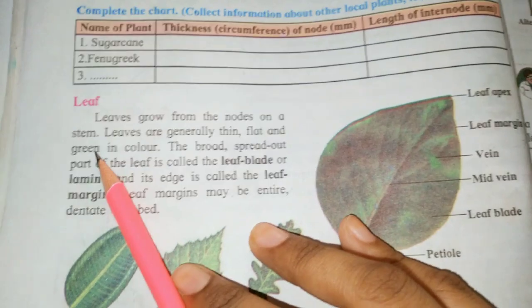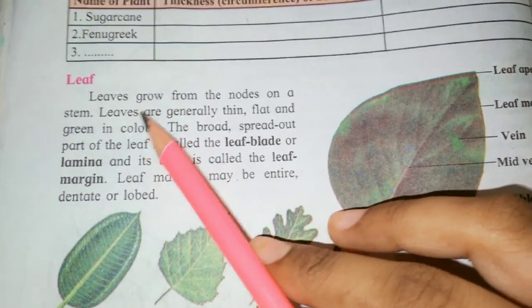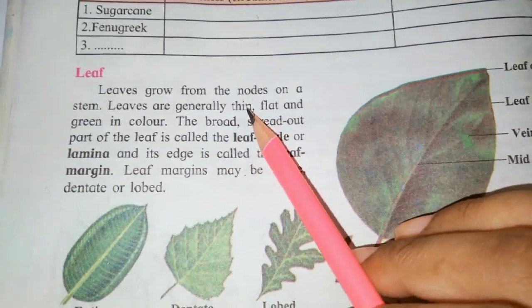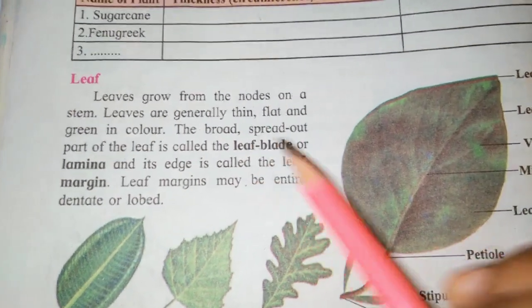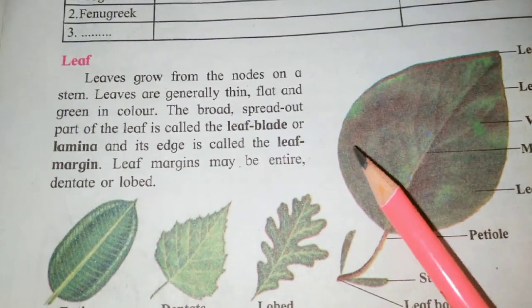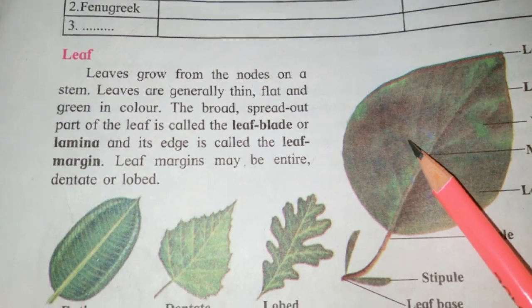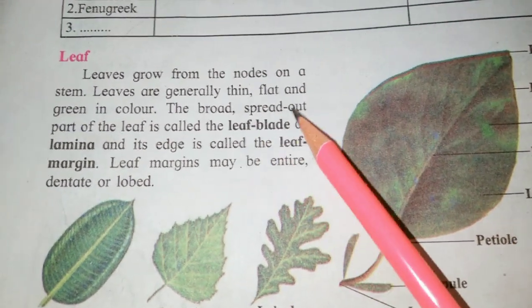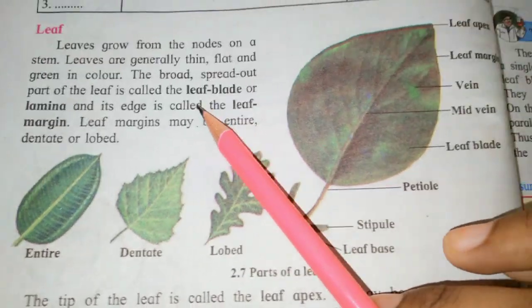Now, the leaf. Leaves grow from the nodes on a stem. Leaves are generally thin. How are the leaves? They are generally thin, flat and green in color. See here the leaves. How are these leaves? They are thin, flat and green in color. The broad spread out part of the leaf is called the leaf blade.